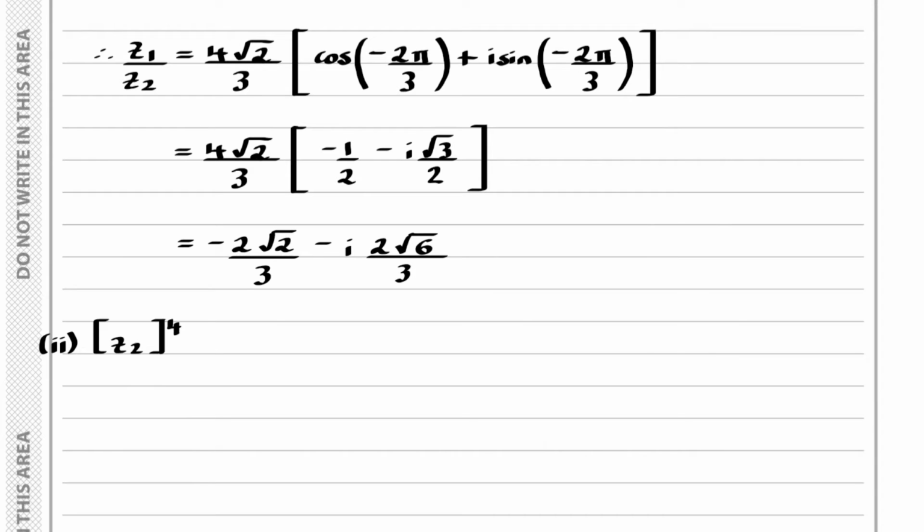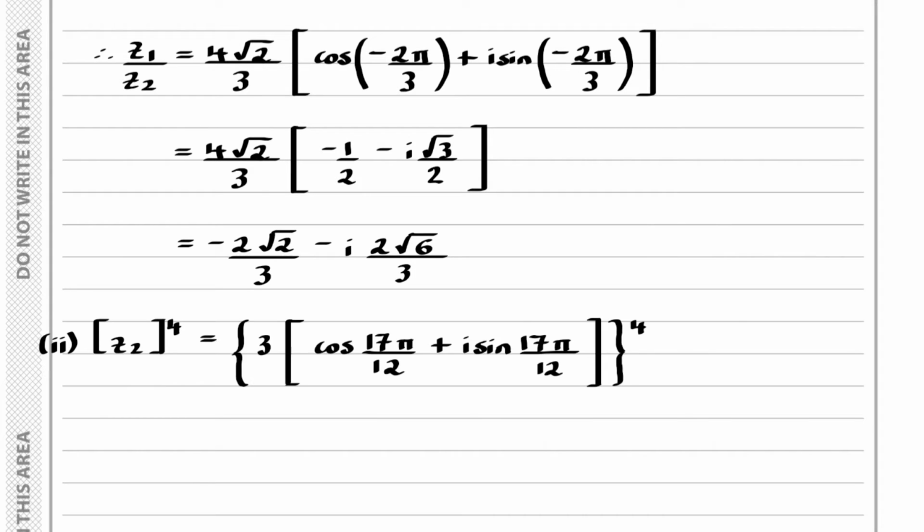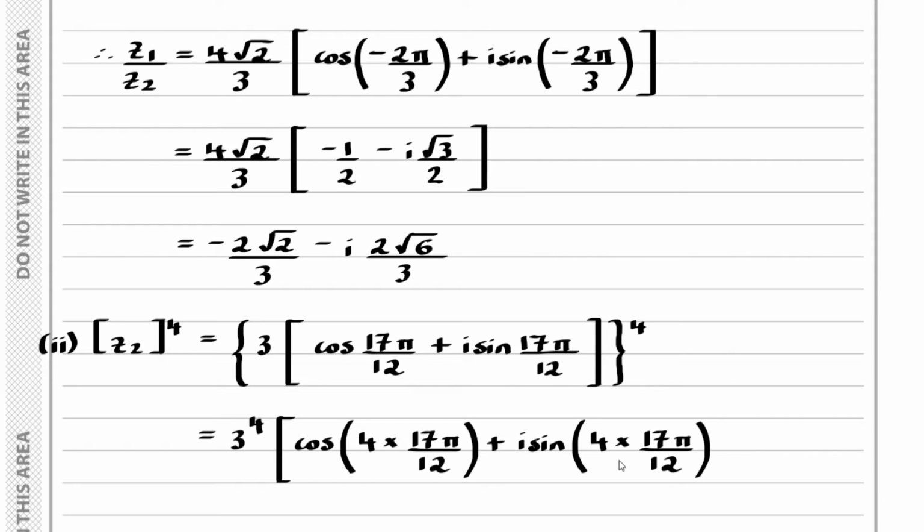Next, for us to work out z2 to the 4, well, I know what z2 is. That's 3 multiplied by the cosine of 17 pi over 12 plus i sine of 17 pi over 12. I need to raise all of this to the power of 4. And for me to simplify all this, I can use De Moivre's theorem. For that, we have the 3 being raised to the 4th power, and bringing this power into the argument, we have the cosine of 4 times 17 pi over 12, and then we add on i sine of 4 times 17 pi over 12.